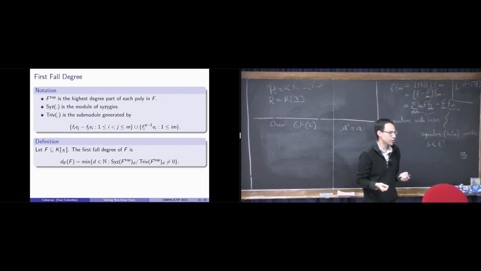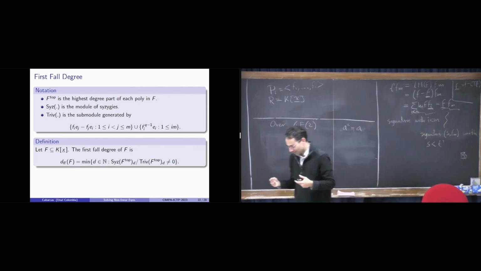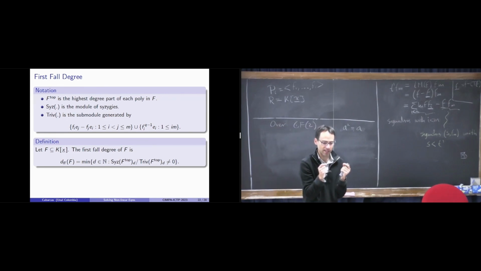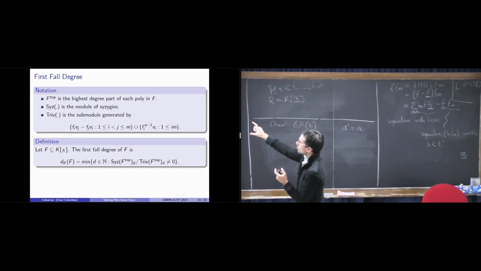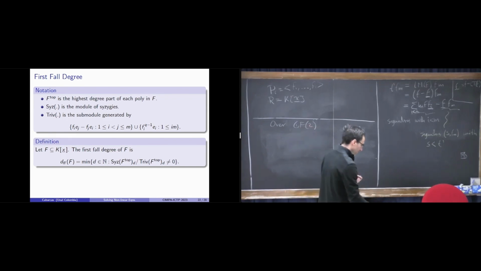So there are other notions that are also useful. Also, the idea of calculating precisely the degree of regularity, or estimating it, or characterizing this family, is not always possible. So sometimes, for example, people have looked at the first fall degree. This is another notion that is common in the literature of cryptography, the first fall degree.